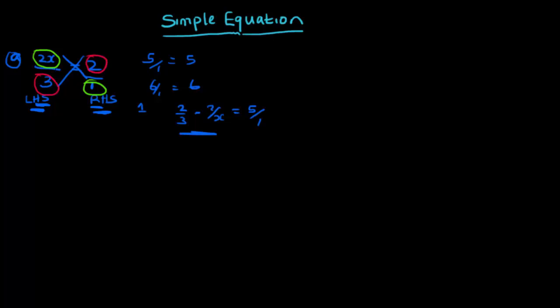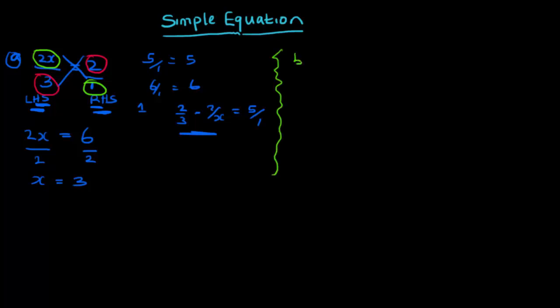Now let's try to do that. 2x times 1 is still 2x, equals 3 times 2, which is 6. Now we are told to find x, so we divide both sides by 2. So x equals 3. Did you get this? x equals 3.